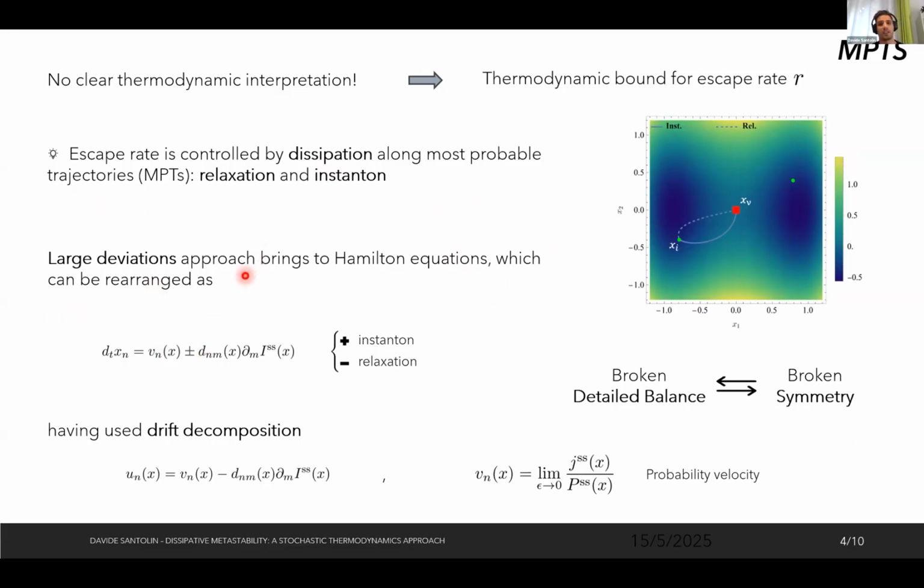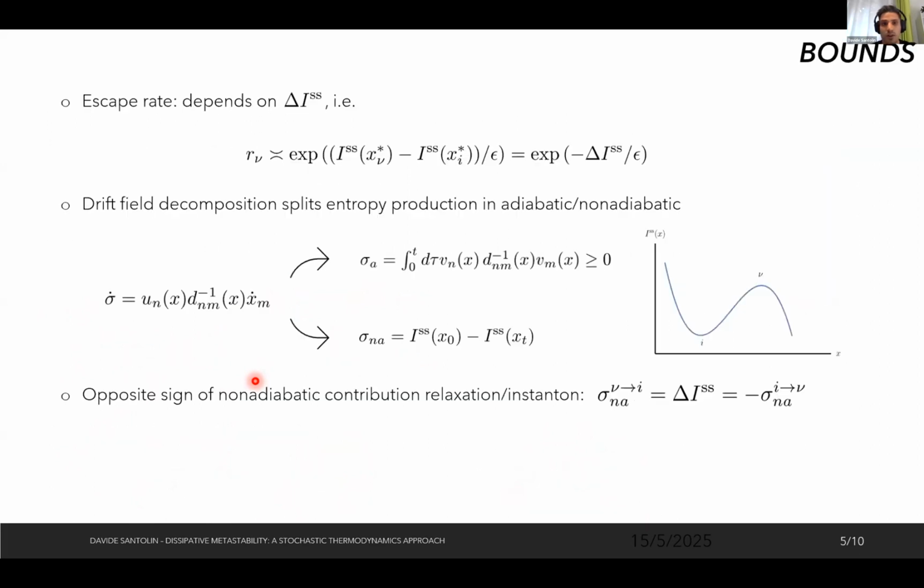And we can see it by deriving the Hamilton equations governing our system dynamics and playing a bit with this drift field decomposition, in which the drift can be rewritten in terms of the gradient of the quasi-potential and this V, that is the probability velocity, an object related to the current that we have at stationarity. And we get this expression in which, depending on the sign that we take, we have the instanton or the relaxation, and we can no longer map one trajectory into the other by simply reversing the time. So, okay, we have these two trajectories. Let's see what we can do in terms of thermodynamics with these two trajectories.